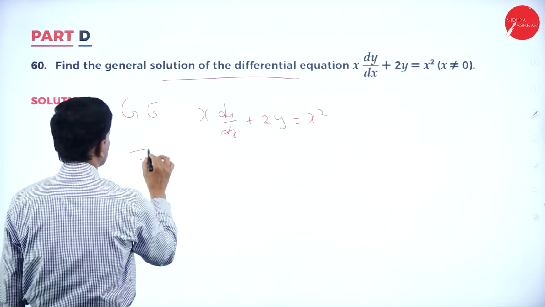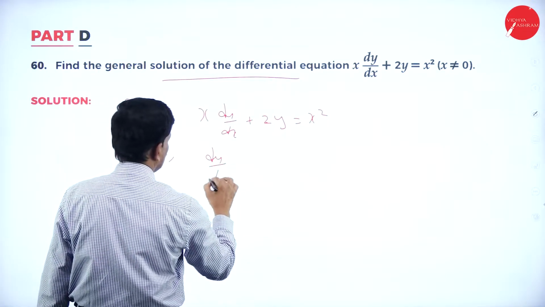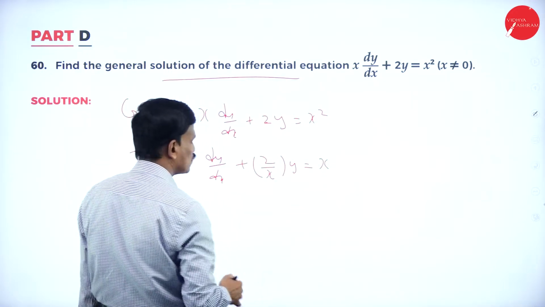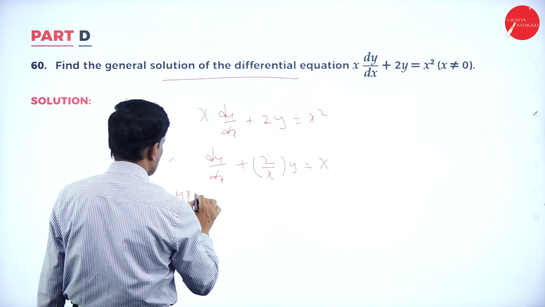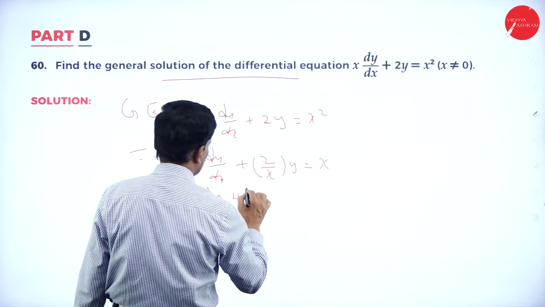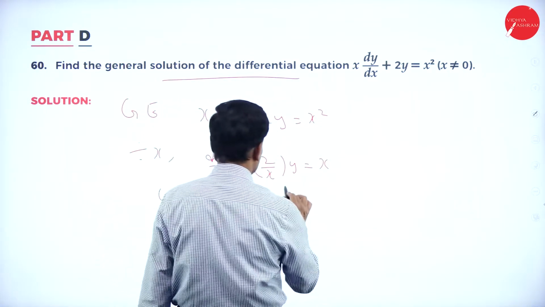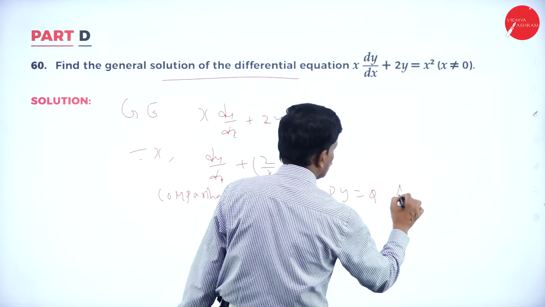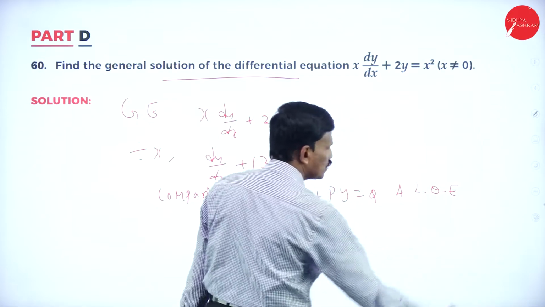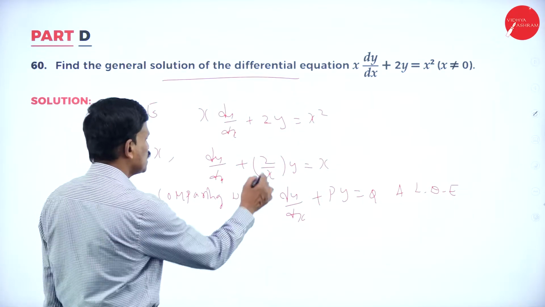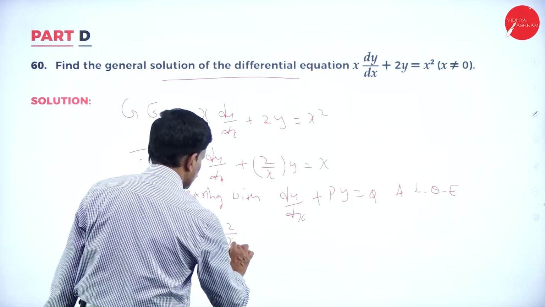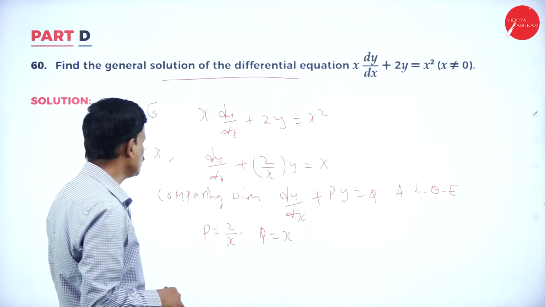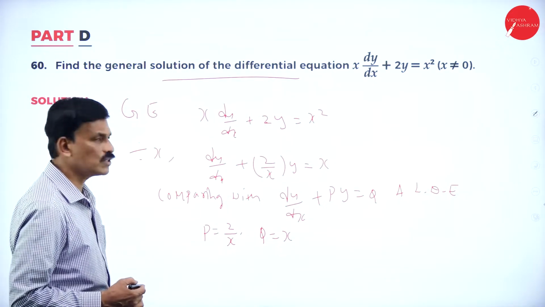Now, let us divide by x first. Divide by x. So, then dy by dx plus 2 by x into y is equal to x square by x, which is x. Now, compare this with the standard linear differential equation, dy by dx plus p into y is equal to q, a linear differential equation of order 1. So, here what is p? P is nothing but the coefficient of y, p is 2 by x, and q is nothing but x. Now, p is equal to 2 by x and q is equal to x.